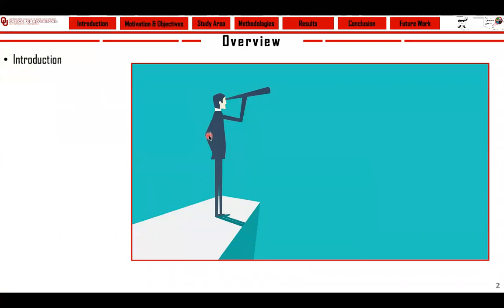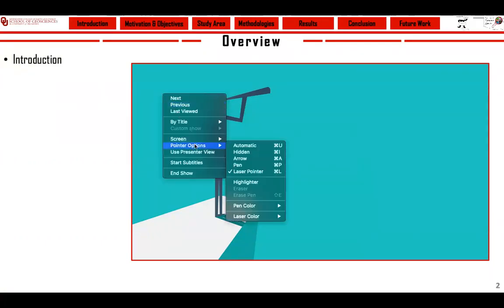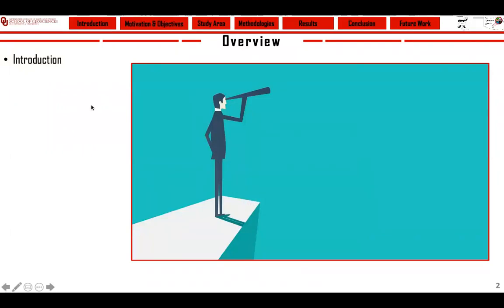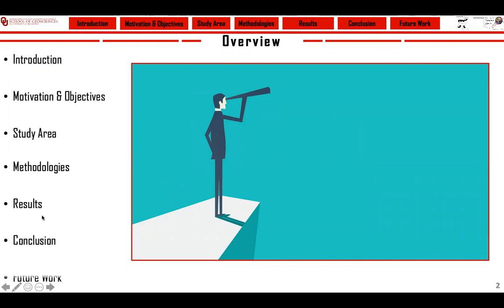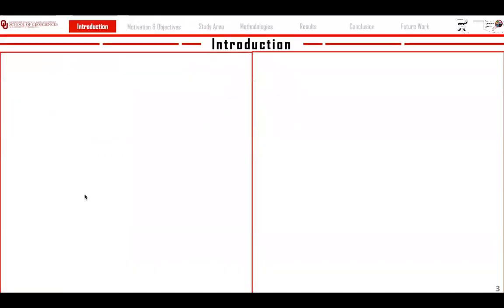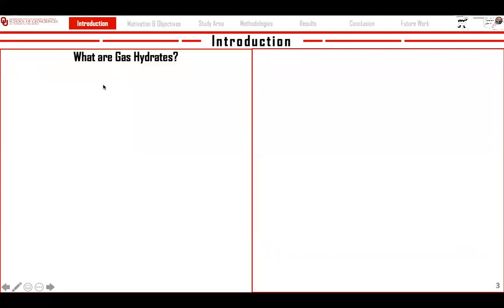Okay, so just a brief overview. First, we'll get into an introduction about what gas hydrates are and why they're important. Then we get into the motivation and objectives of this study. Then we look at the study area where this study is being conducted. Then we'll get into the methodologies used, the results of those methodologies, and we'll end with a conclusion and future work section.